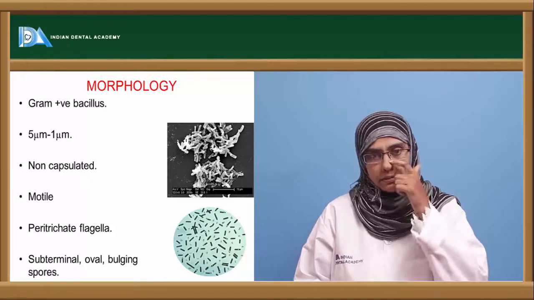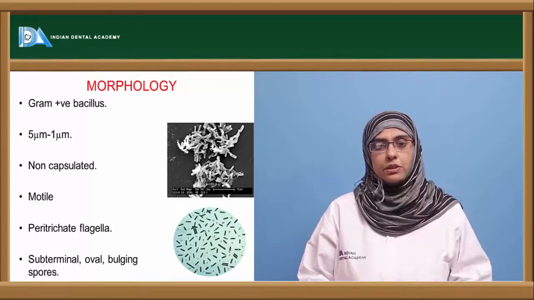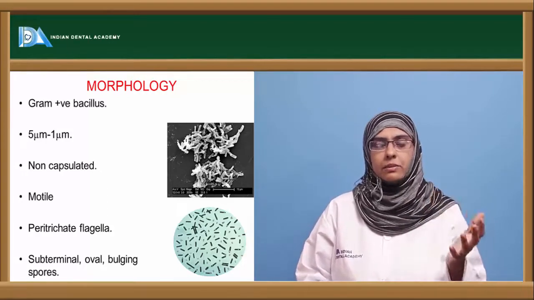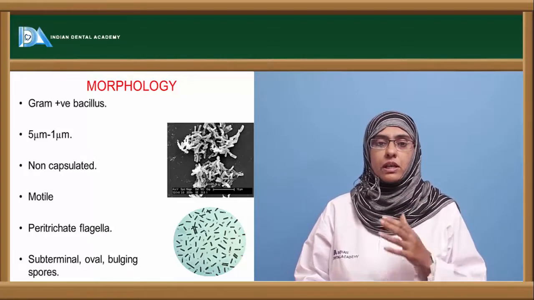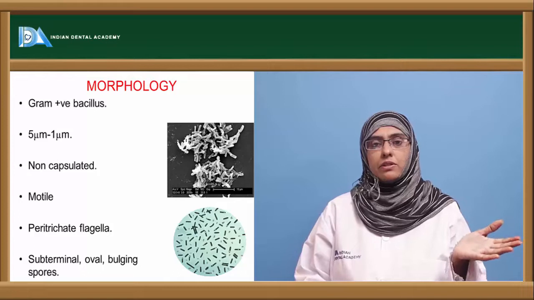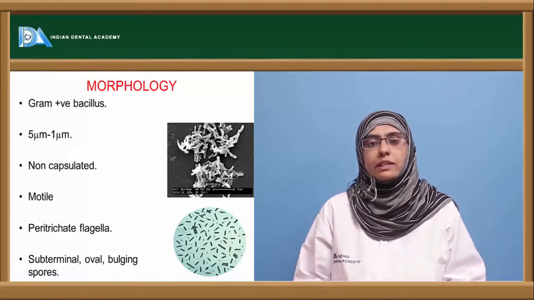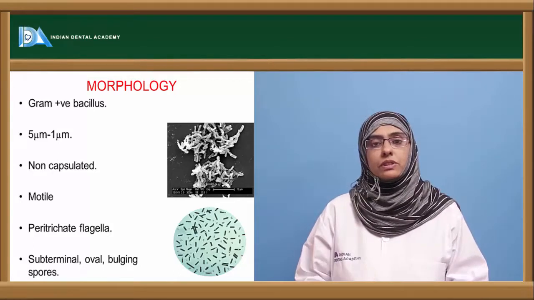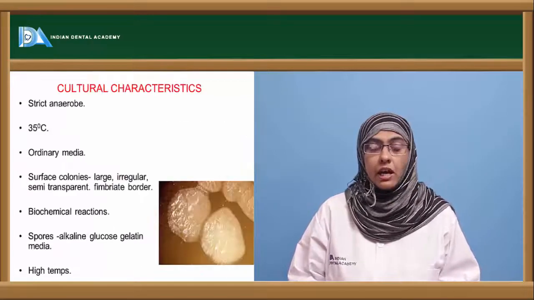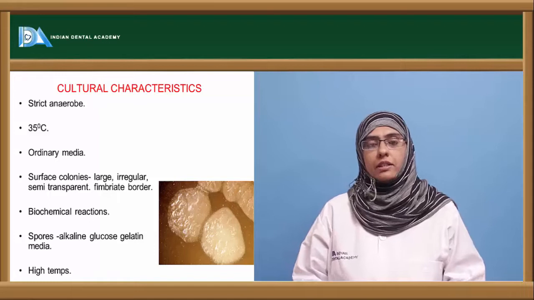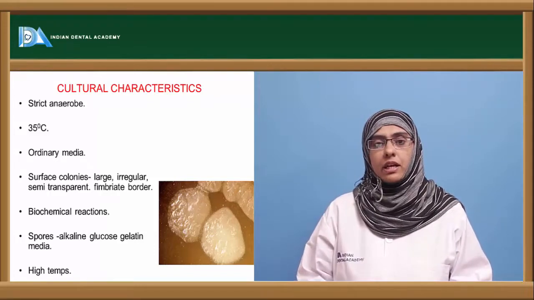In other Clostridium species, you can see the spores either present at the terminal or at the subterminal, and the absence of spores in artificial media indicates the presence of Clostridium perfringens. But this organism can be identified with the spores which are usually placed subterminal, oval, and bulging in nature. Coming to the cultural characteristics, this organism can be identified in artificial media.